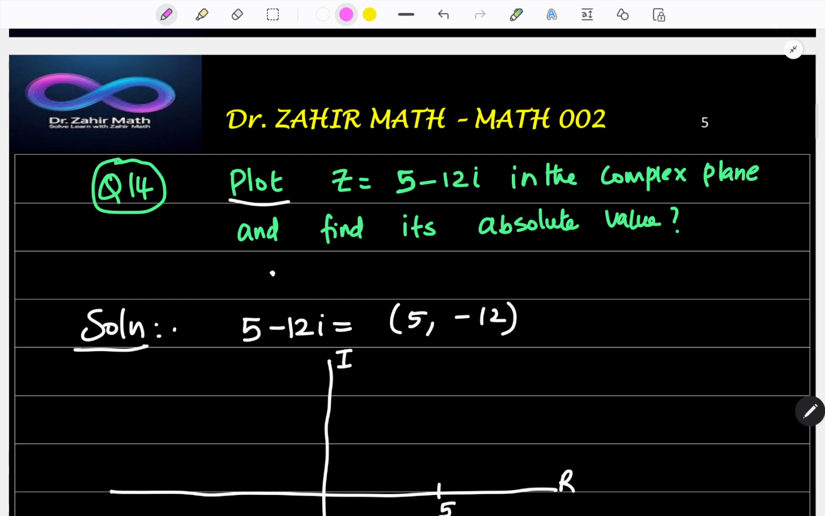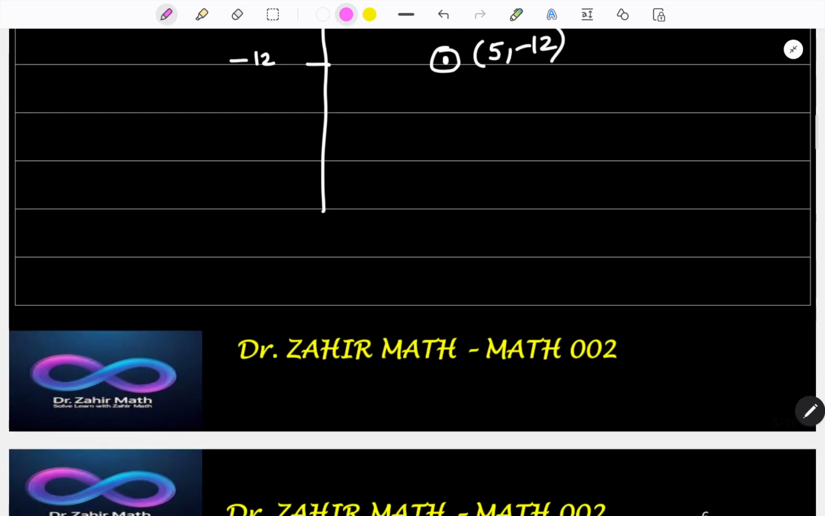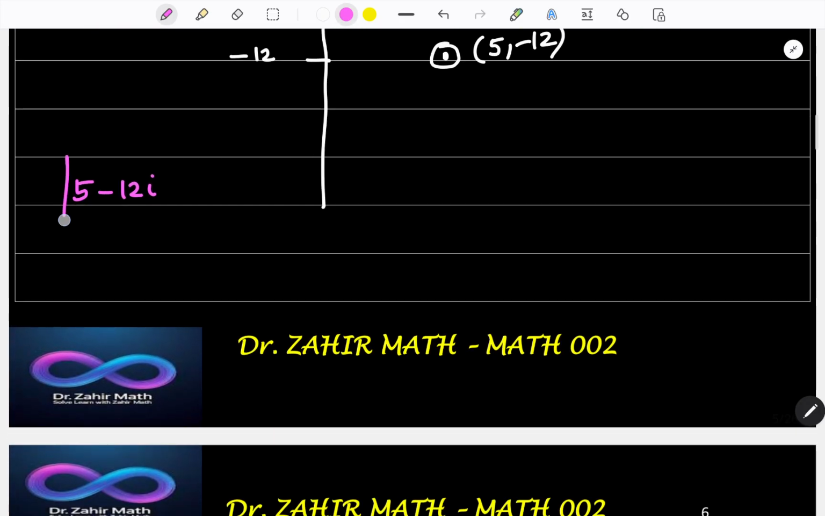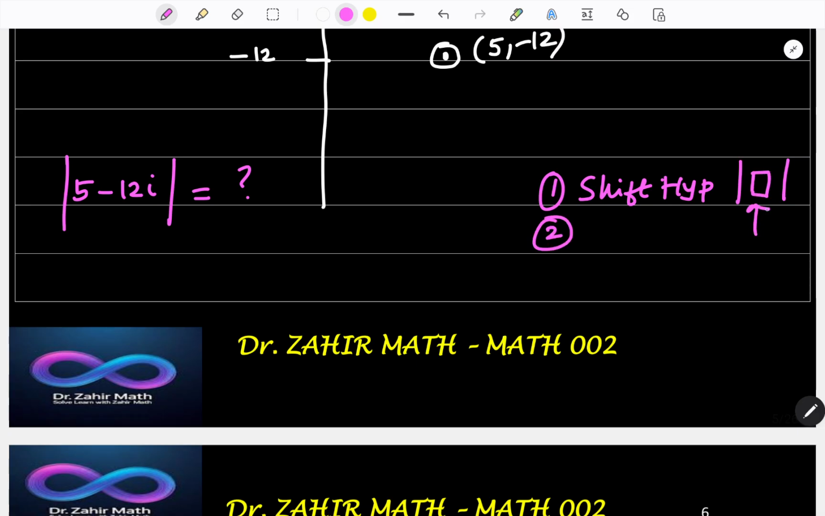What is the next question? They are asking absolute value of 5 minus 12i. How to do this in the calculator? The first step is Shift HYP. So press Shift HYP, and when you press like this, you will get this one. Then the second step, you type this one, which is 5 minus 12i.